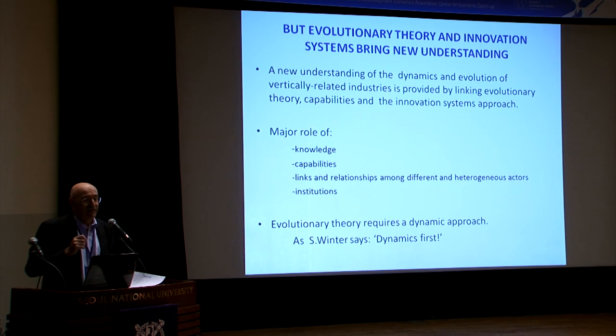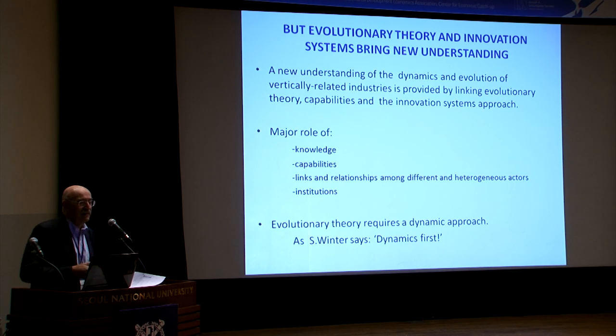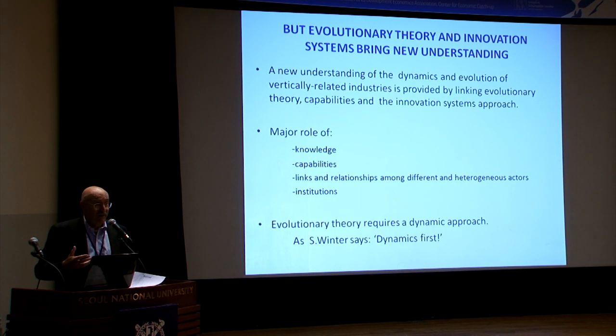So my point here is that evolutionary theory and innovation system thinking have brought great new understanding of the dynamics and the evolution of vertically related industries. Why? Because both evolutionary theory and innovation system thinking have given a lot of emphasis to knowledge, how knowledge is relevant for innovation, how knowledge crosses industry boundaries in various ways. They have given emphasis to capabilities, and capabilities are a major driver of vertical integration, of diversification, and so on. They have given a major role to links and relationships among different heterogeneous actors that may span industries, and a major role to institutions. Institutions not only of a specific industry, but of related industries.